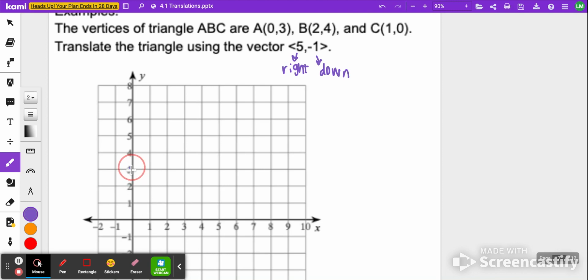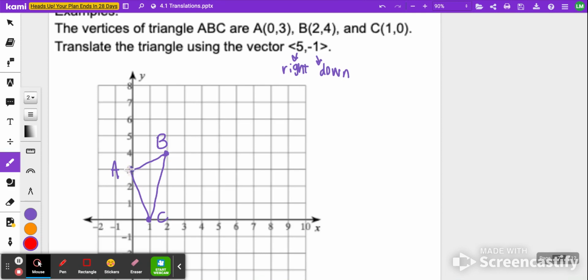(0, 3) is where A is. (2, 4) is where B goes. And (1, 0) is where C is. So here is A, B, and C. Notice I didn't put any prime on there. All I did was connect my points to make triangle ABC, and now I'm going to translate the triangle using vector <5, -1>. 5 means going to the right 5, -1 means down.